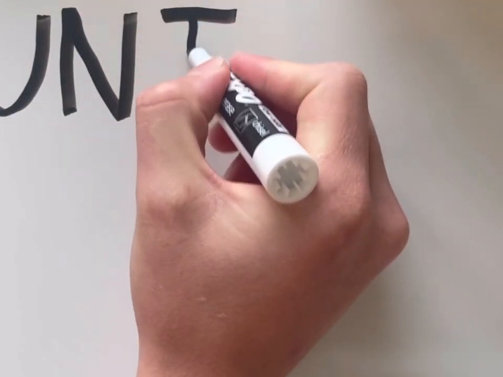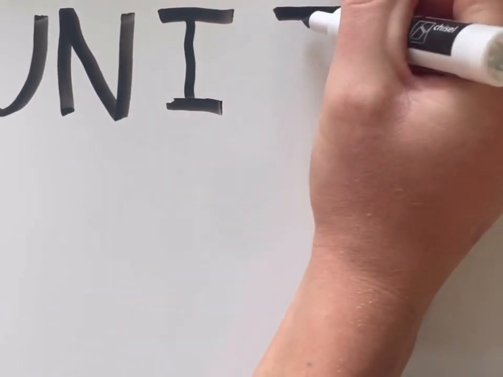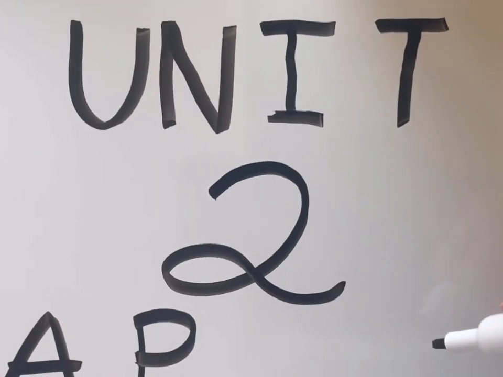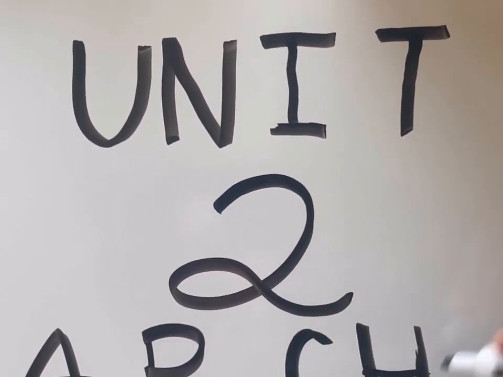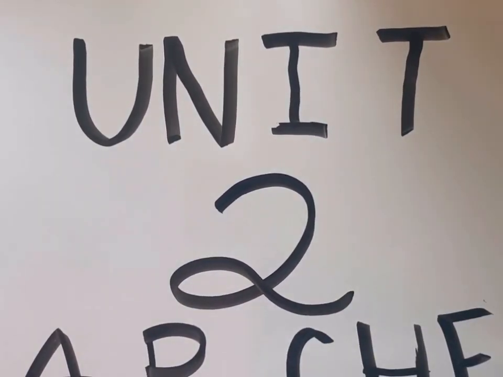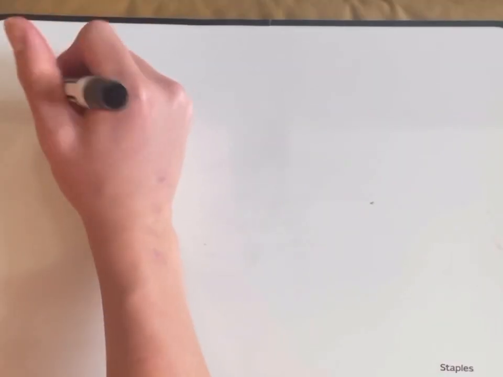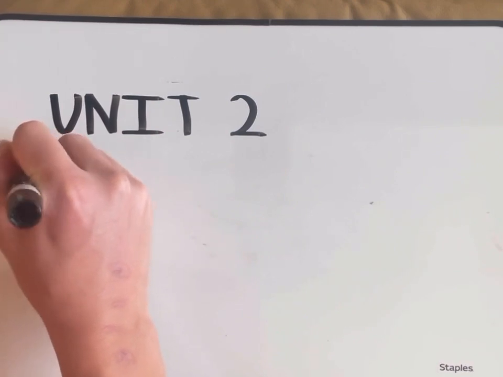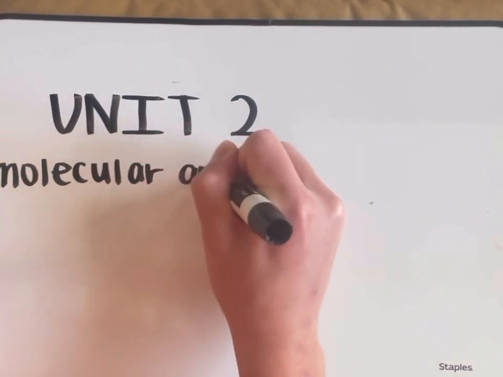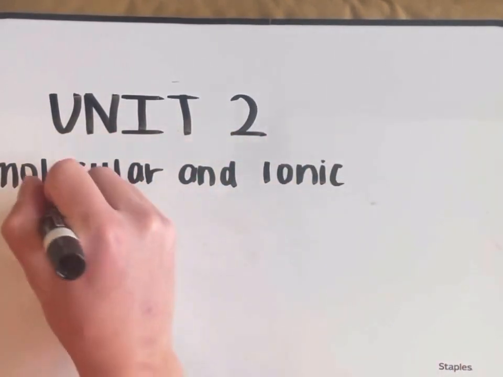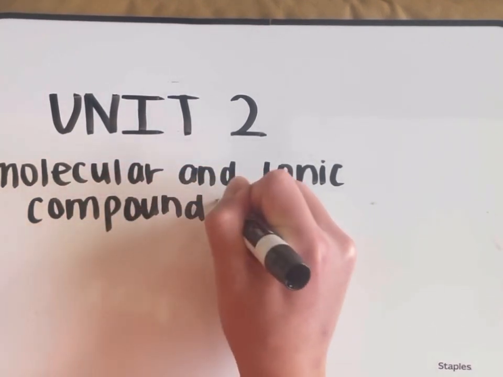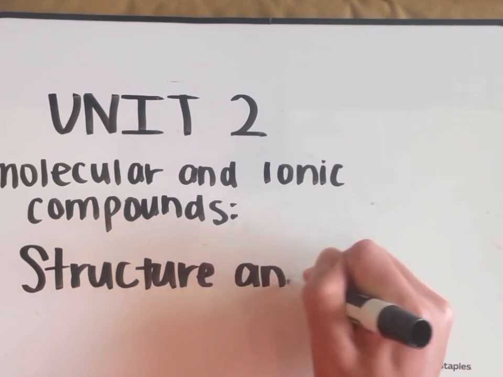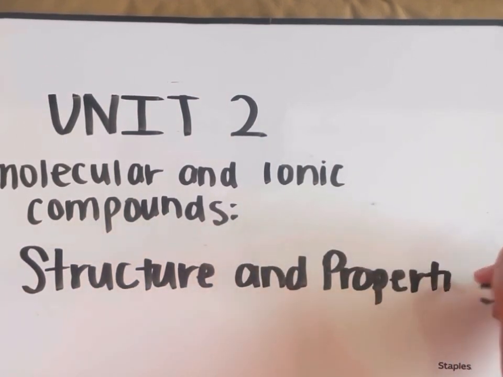Hello everybody, today we're going to be talking about Unit 2 of AP Chem, and we're going to go over every subunit as best I can, and let's get started. So, Unit 2 as a whole for AP Chem is primarily composed of molecular and ionic compounds, and more specifically their structure and their properties.